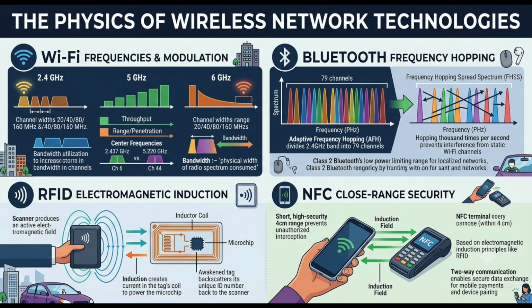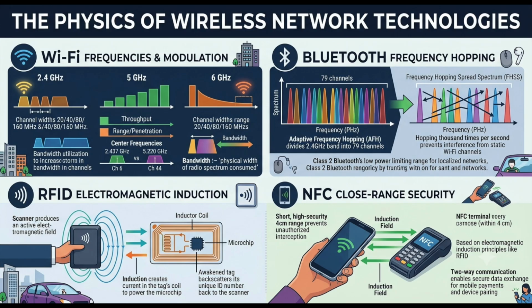Okay. And if you switch to the 5 gigahertz band and select channel 44, your device begins modulating data at a center frequency of 5.220 gigahertz. I want to look closely at that term center frequency, because that implies the channel isn't just a single microscopic point on a dial, right? It's a spread. Yes. And the notes bring up the concept of bandwidth, specifically 20, 40, 80, and 160 megahertz channel widths.